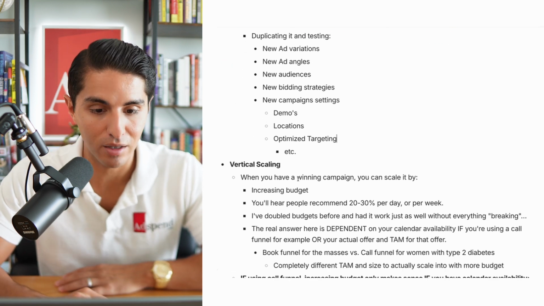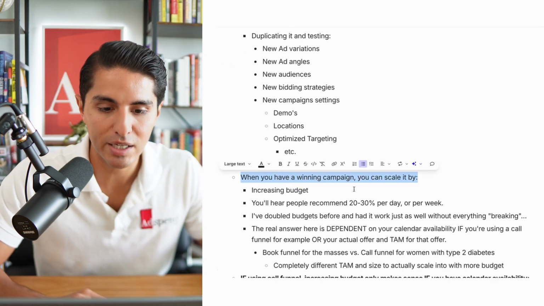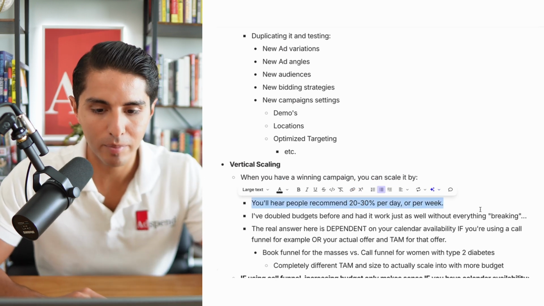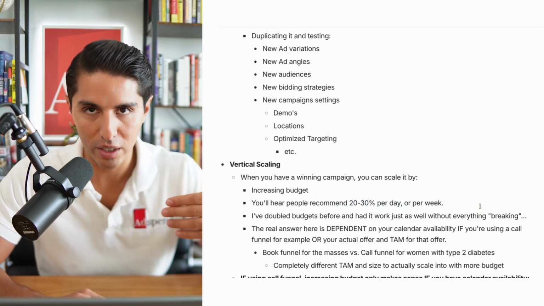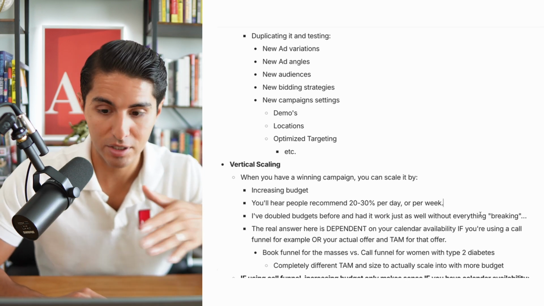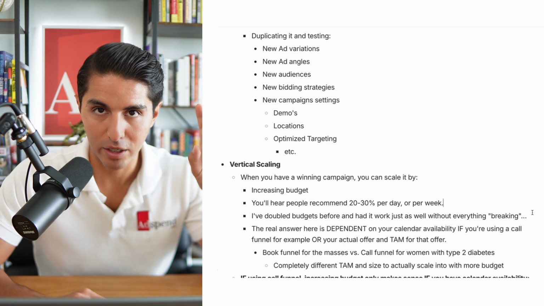The next is vertical scaling. So when you have a winning campaign, you scale it by increasing budget. Simple. You just increase more budget. So you'll hear people recommend 20 to 30% per day or per week, right? I've doubled budgets before and had it work just as well, without everything breaking, okay?